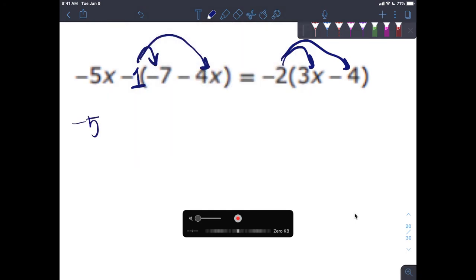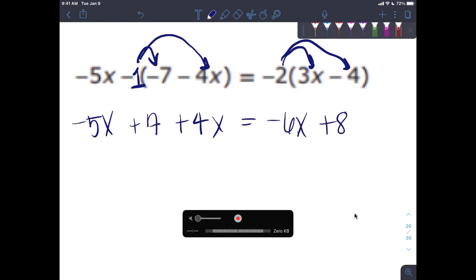So -5x plus 7 plus 4x equals -6x plus 8. All right, let's start combining like terms.